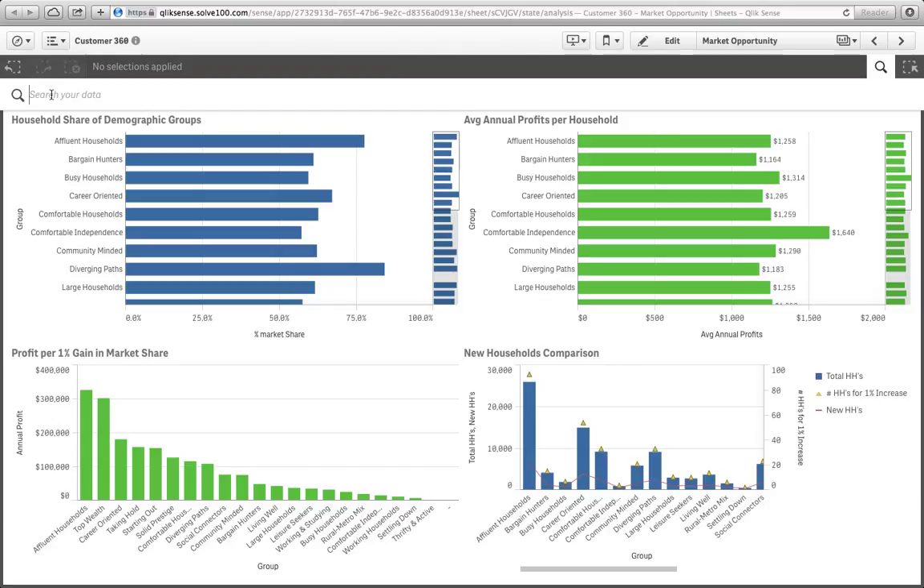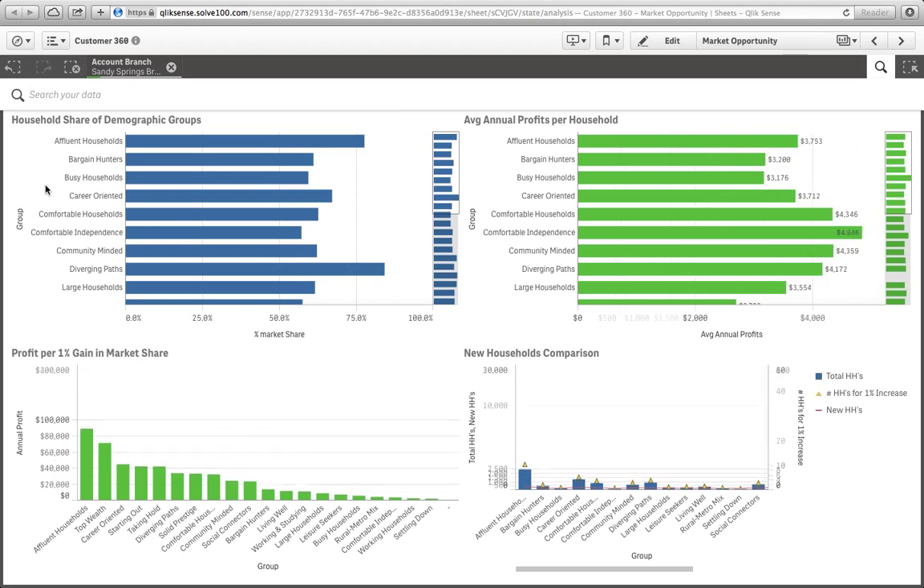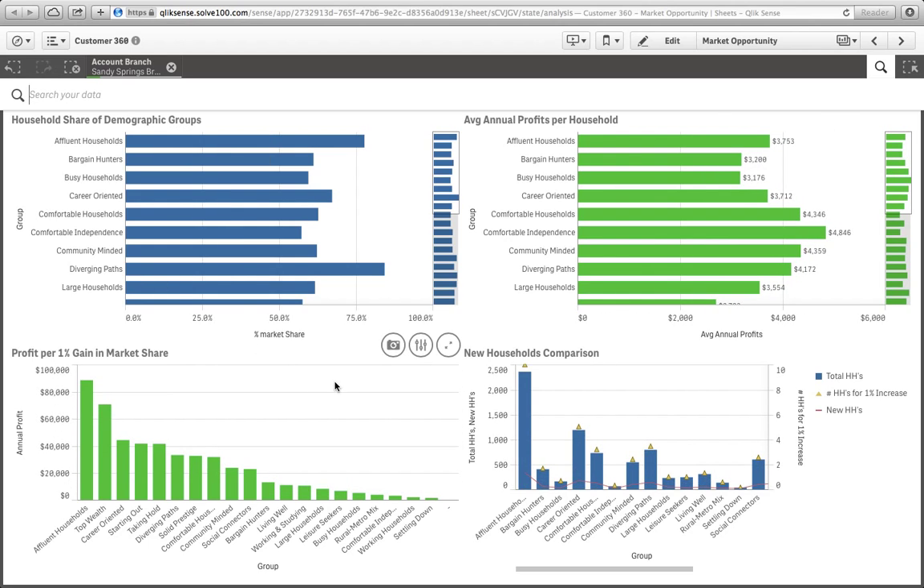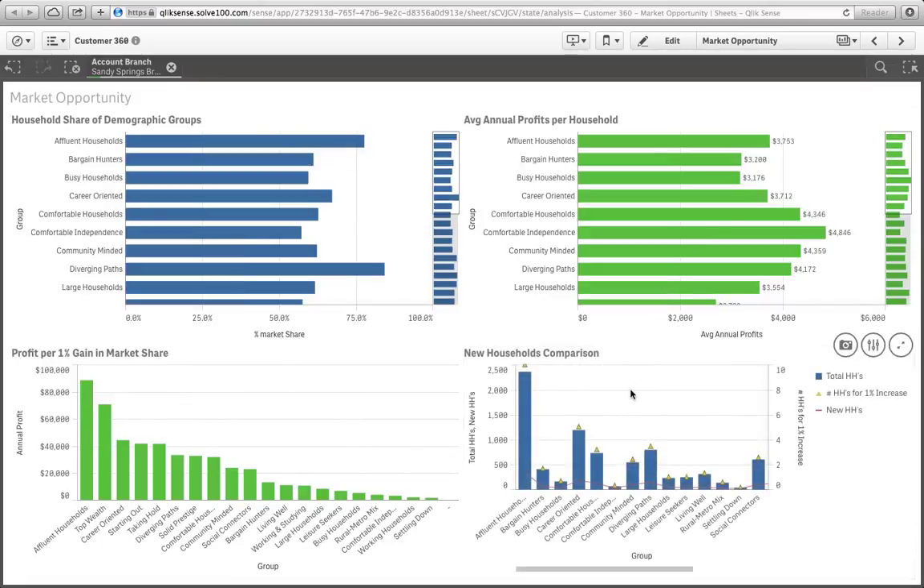Now let's say that we wanted to reach Sandy Springs in particular. Well, we just search on Sandy Springs and we find that if we get an additional 1% gain in market share in affluent households at Sandy Springs, that makes us about $88,000 at our branch. And we know that at Sandy Springs, there are about 2,400 households in the marketplace, so getting an additional 1% shouldn't be difficult for us.